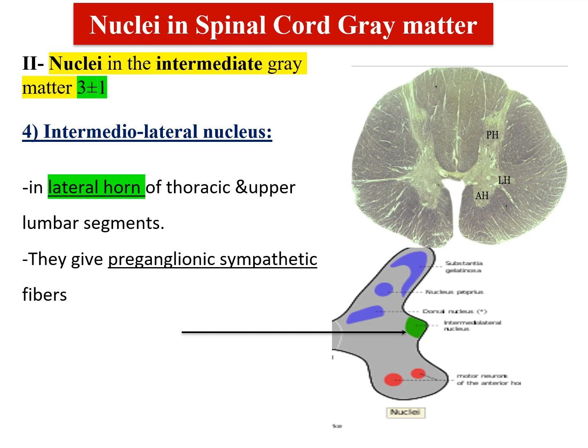What about the last one, which may be absent or may be present? The last one is called intermediolateral nucleus. What about the site? It can be found in the lateral horn of thoracic and upper lumbar segments. They give preganglionic sympathetic fibers. Okay, so intermediolateral nucleus is not present in all segments of the spinal cord, but can be found only in thoracic and lumbar segments.